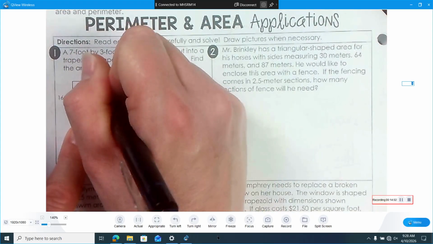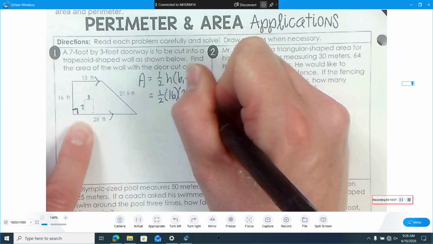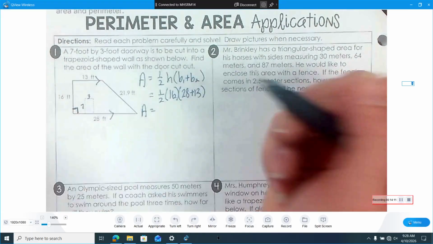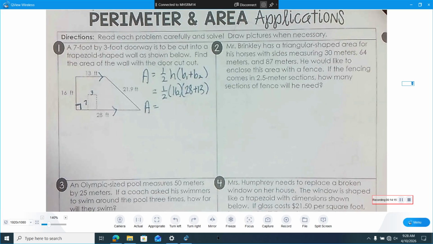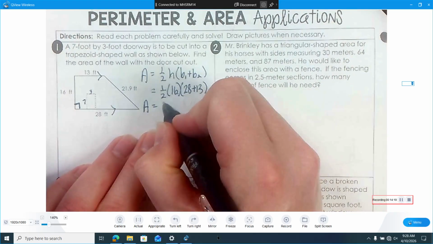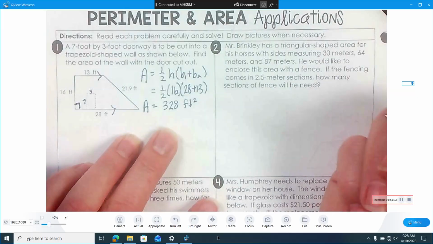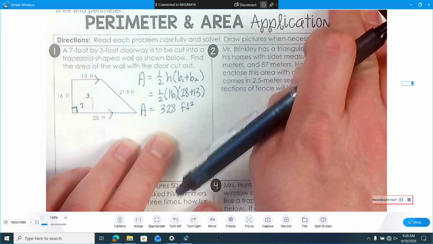Yeah, these are my parallel top and bottom. So those are my bases. So 28 plus 13. Would you plug that into your calculator for me? Figure out what the area of our big old trapezoidal wall is. You got 328. Can I get a second on that? Who else got 328? Anybody else? Yeah? Okay, great. Thank you.